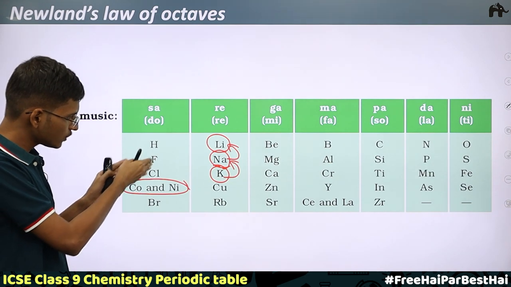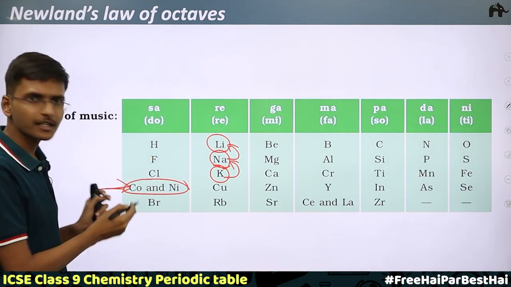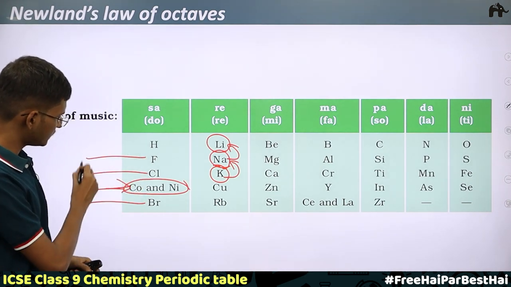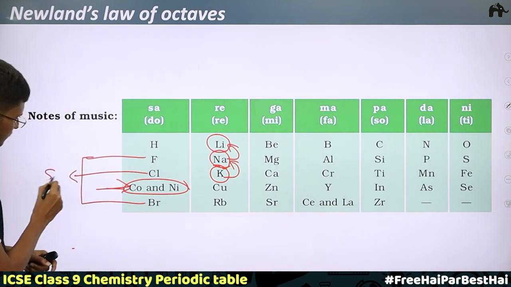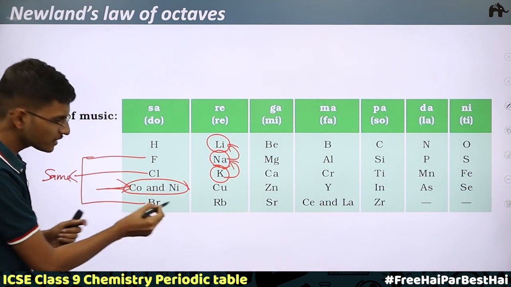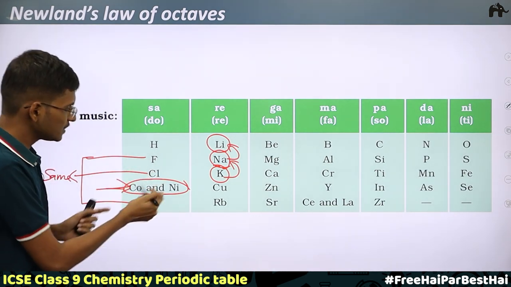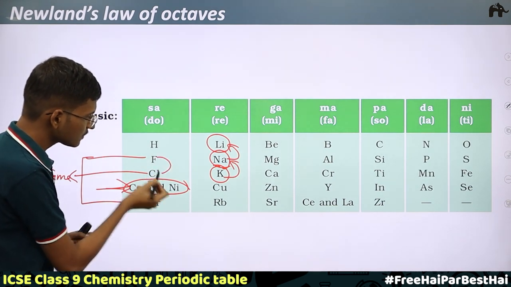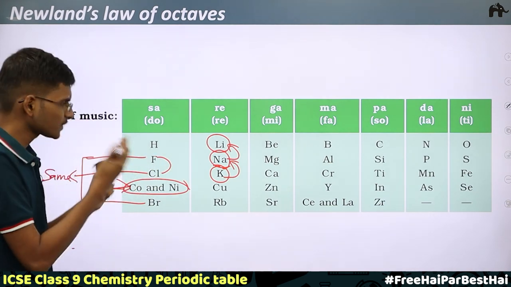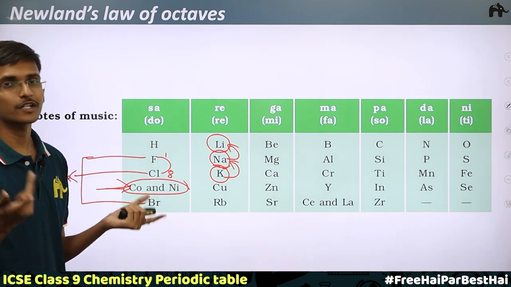But have a look over here: fluorine, chlorine, and then in between there is cobalt and nickel, and then bromine. Fluorine, chlorine and bromine have similar properties. But cobalt and nickel did not fit in between these elements' properties. Fluorine's properties resemble chlorine, and chlorine's are similar to fluorine, because this is the first element and this would be the eighth element. So Newland's law was followed.